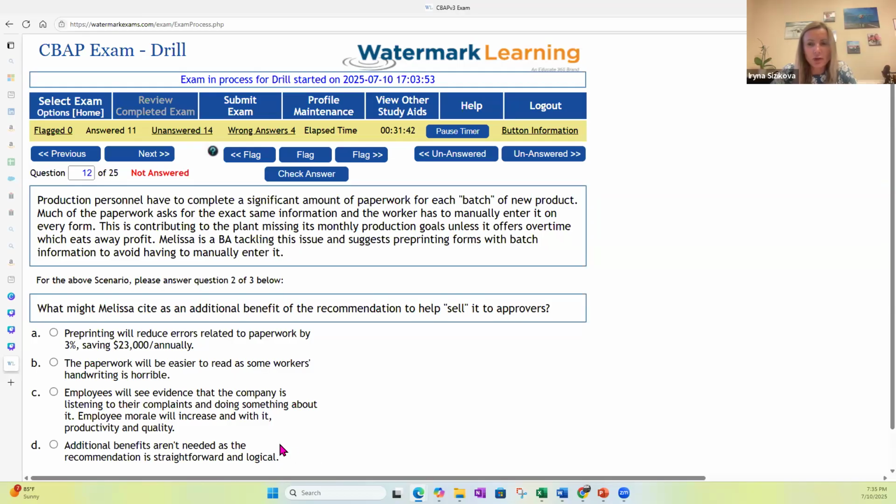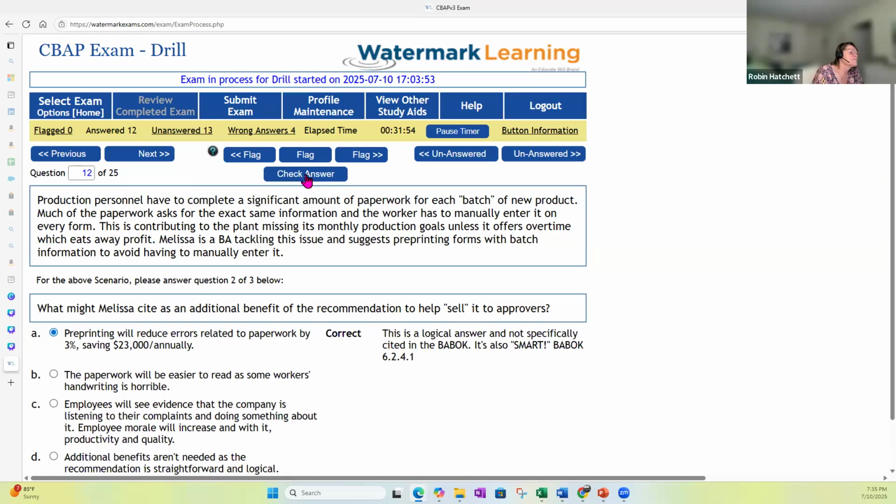Maybe A, if it shows numbers, it sounds convincing. It does sound convincing. And the people making the decision are the people that have to look at the numbers, right? They're going to look at the numbers. ROI.